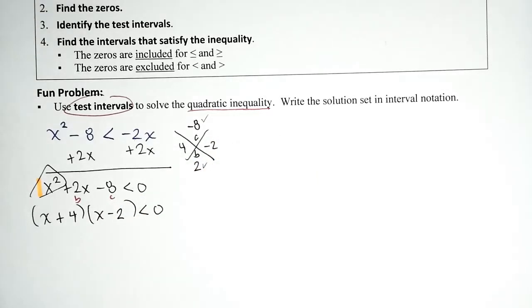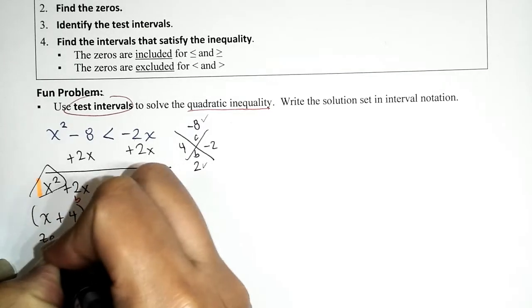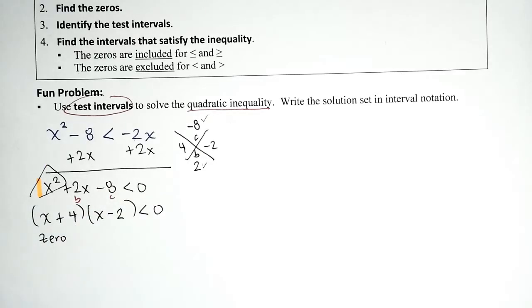How do we solve a quadratic inequality? It's a 4-step process. Step 1, fix it so there's a 0 on one side. Step 2, find the zeros. If you want to know what makes it a 0, you take the inequality and set it equal to 0.